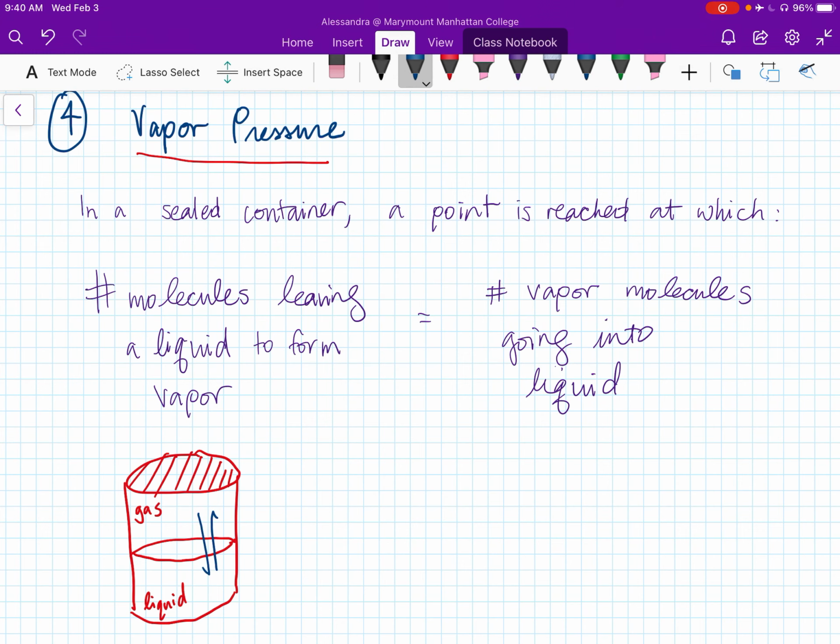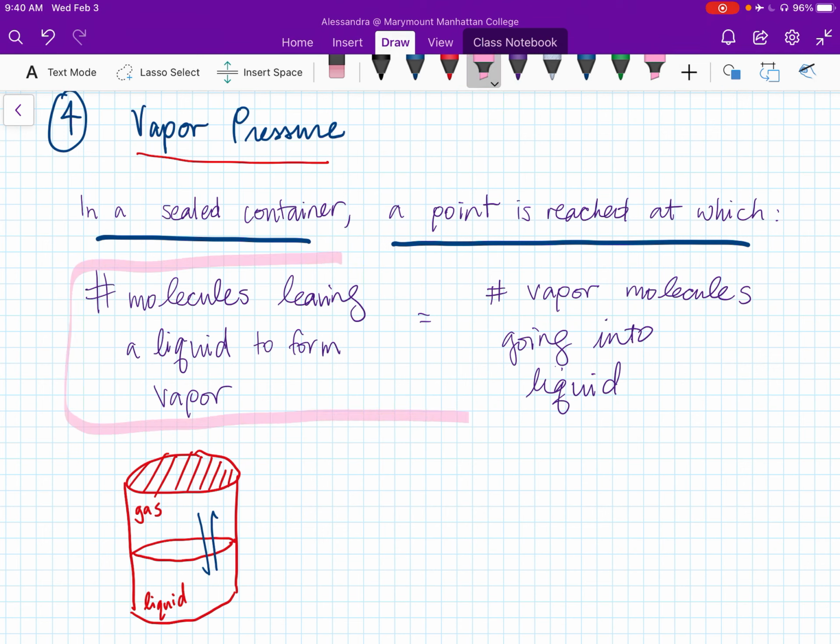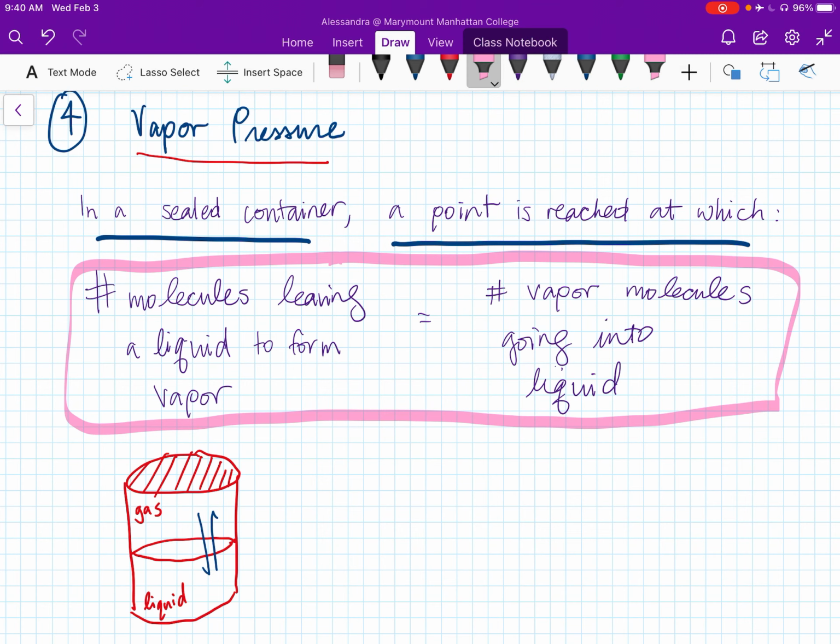And this is going on constantly. You have molecules transferring back and forth. So if you have a sealed container, there is an equilibrium point reached at which the number of molecules leaving the liquid to make vapor is equal to the number of molecules leaving the vapor to form liquid. That's an equilibrium between these two phases. So you have to imagine that even though there is constant change between the liquid and vapor phases, there's a point at which the number of molecules going in each direction equalizes.